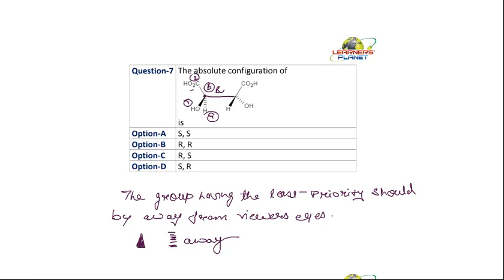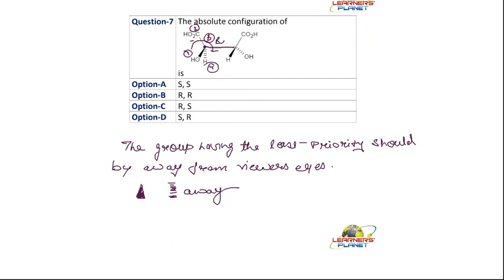Then what you have to do? You have to move your eyes from the highest to the lowest priority. So if I am moving, I'll go like this, 1, 2, 3, right? Now if we are going clockwise, it is rectus. So here our first carbon is R, right? And let's take up the second carbon.